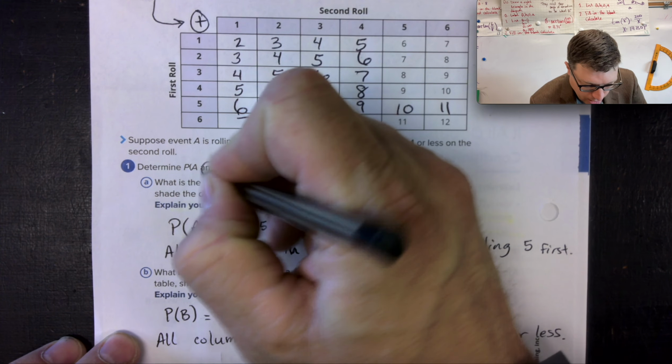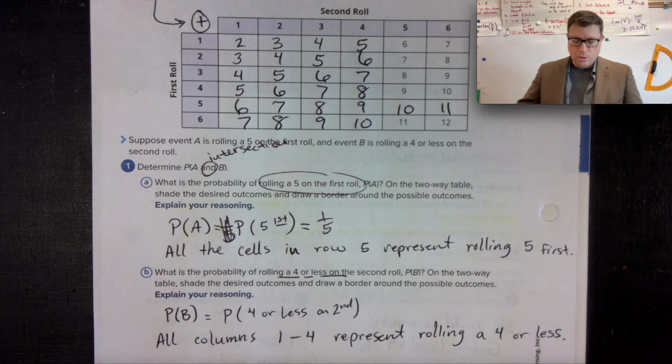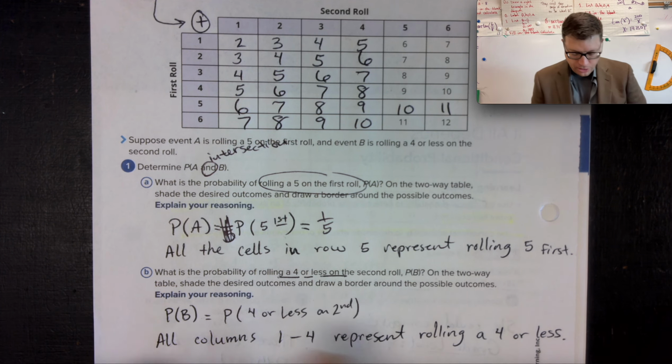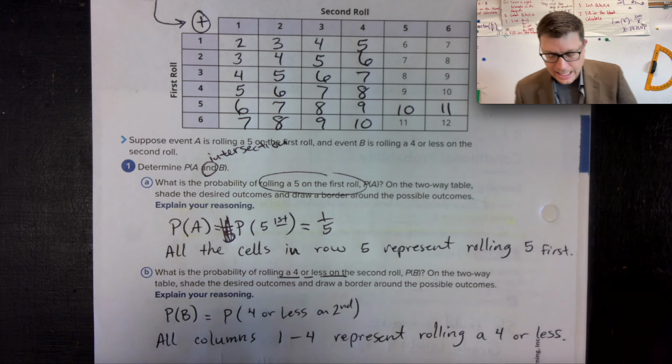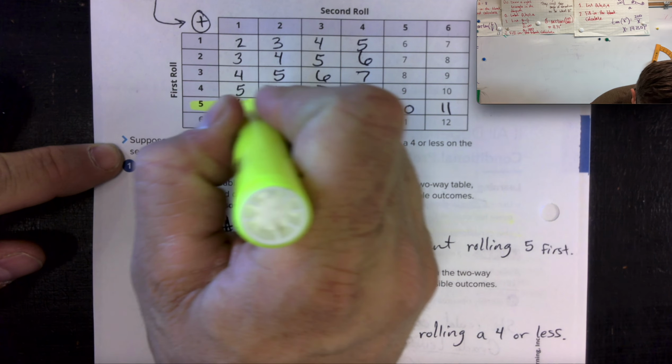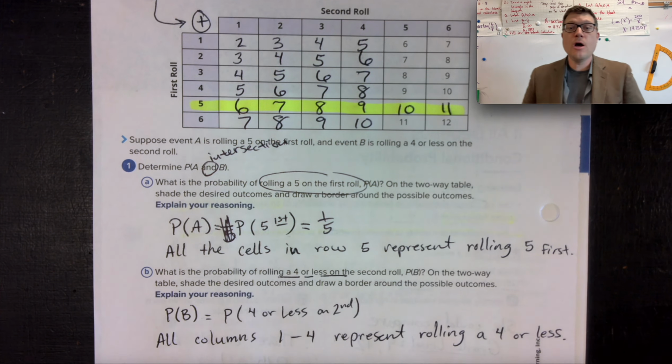And then rolling something, so it's a 5 first. Actually, smush that fraction in there. I don't want it to go right there. I want it to go at the end. All of the cells in row 5 represent rolling a 5 first. So that's all of these. I'm going to highlight it. All of these represent rolling a 5 first.